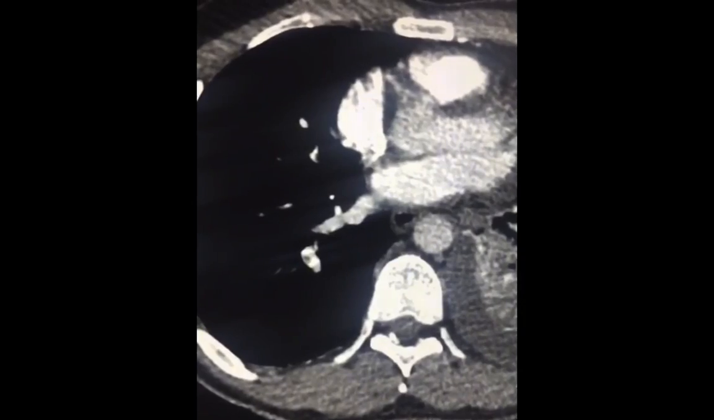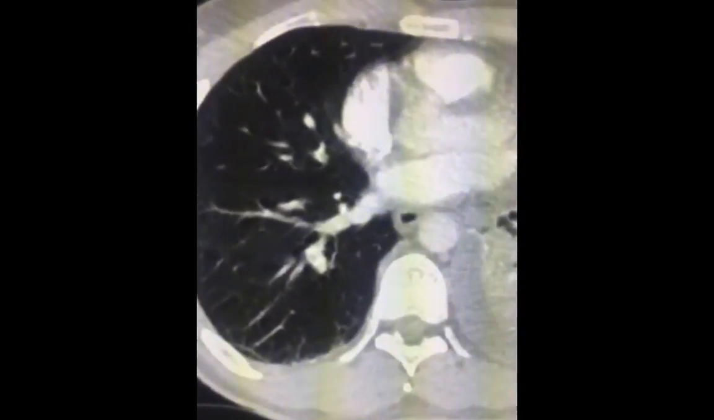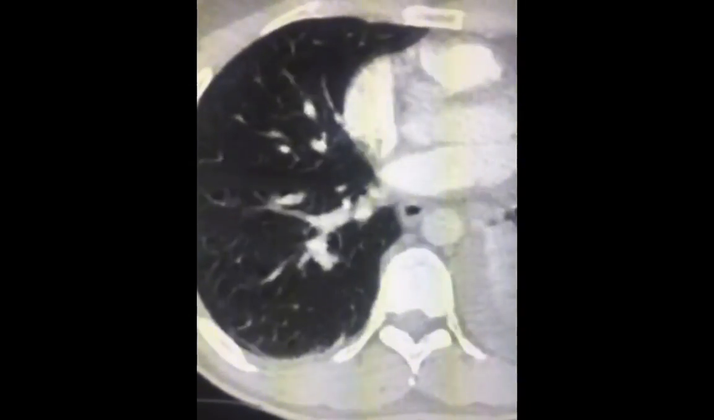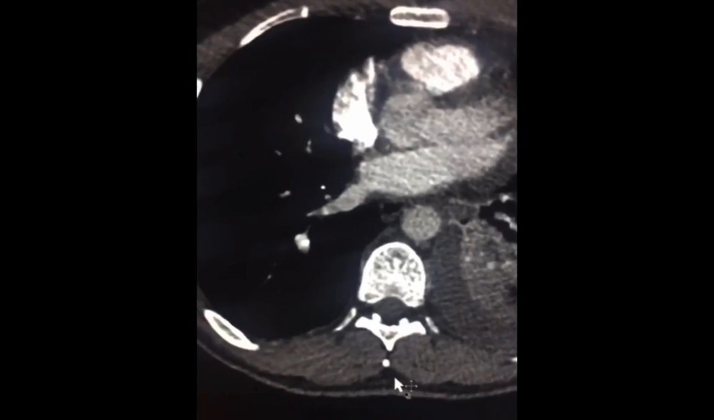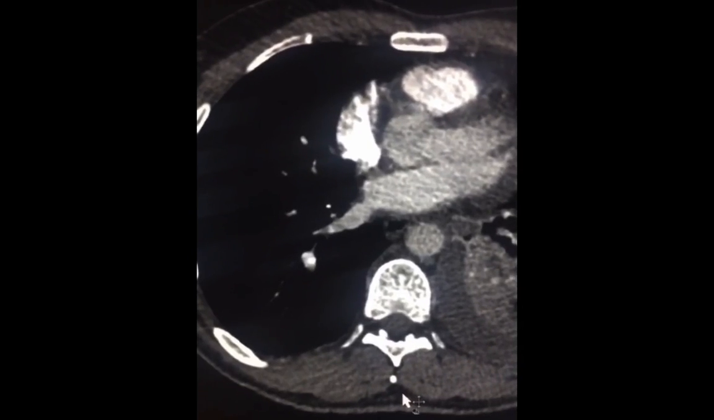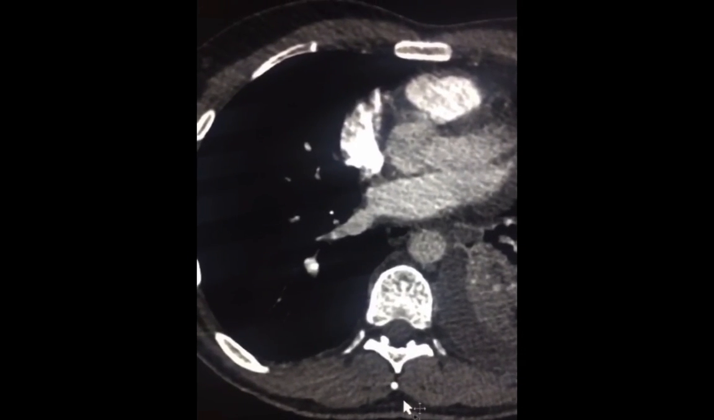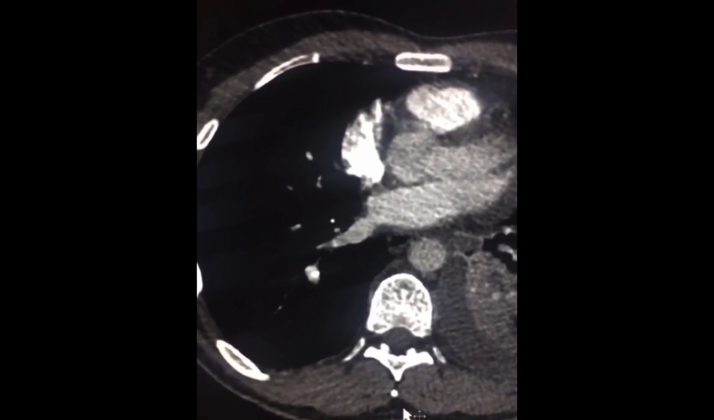Change the window in the same location to a lung window. And as you noted here, there's lots of motion artifact which led to the pseudo-filling defect. Remember, motion artifact is relatively common and may lead to what looks like a pulmonary embolus, so don't fall into that mistake.